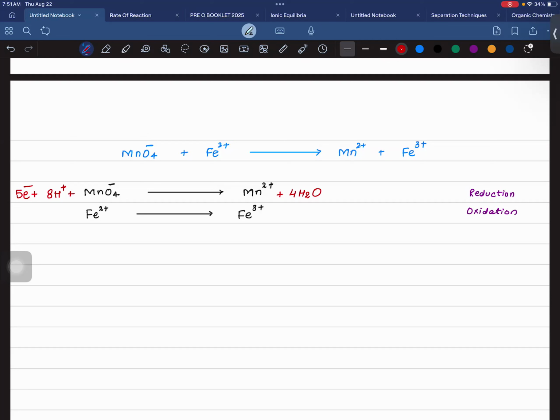If you ask, sir, why? I just told you this was plus 7 and this was plus 2. So if I subtract 5 over here, it's going to give you plus 2. That's why I'm going to add 5 electrons. Since an electron is a negatively charged particle, I am going to write minus 5 in front of plus 7. Remember, right now this is balanced. This is very easy.